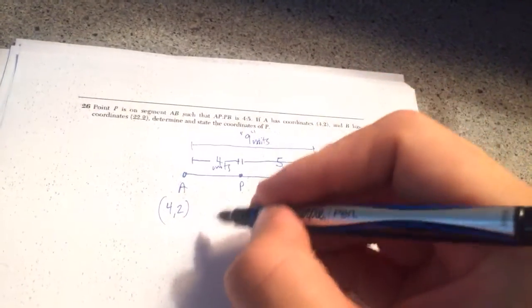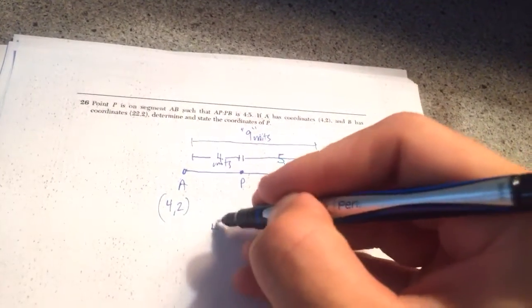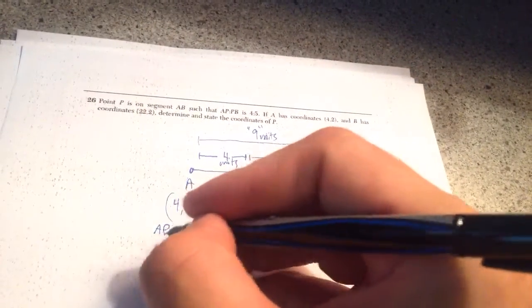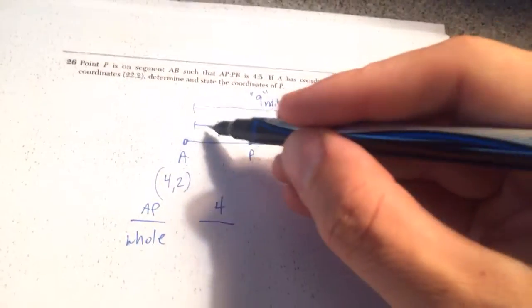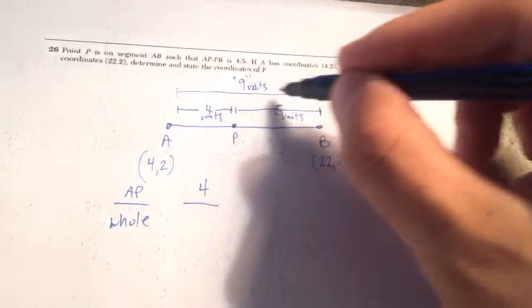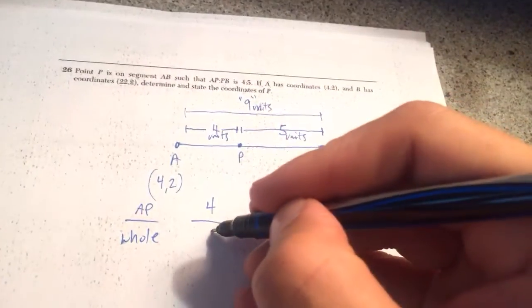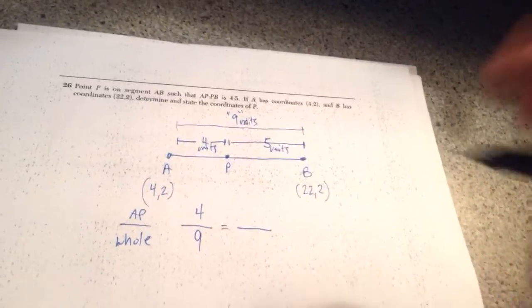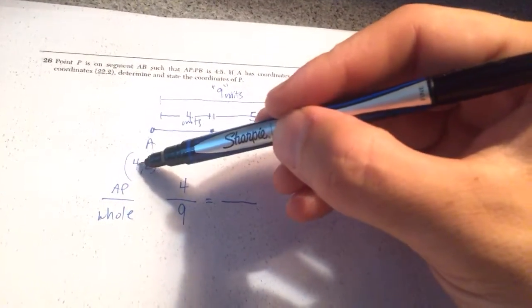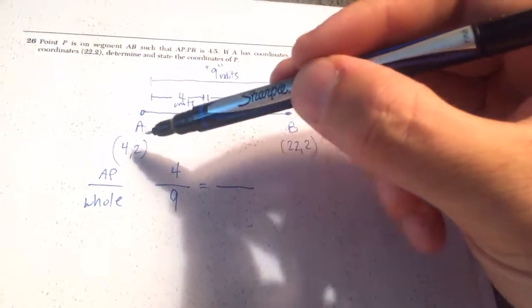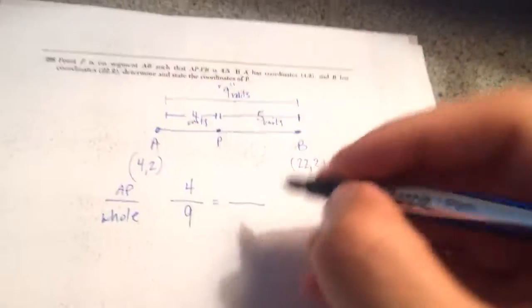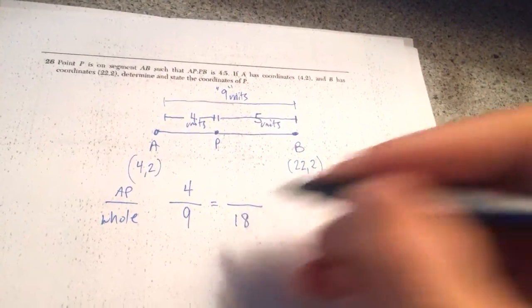So in terms of the ratio, we know that from A to P is 4 units. We're basically going to be looking for a ratio of A to P to the whole segment. So what I'm going to be doing is this. Watch this. 4 units, and then the entire segment in terms of the ratio is 9. Well, in this case, we know that the segment is 18. In terms of the coordinates, we know that it's 18.